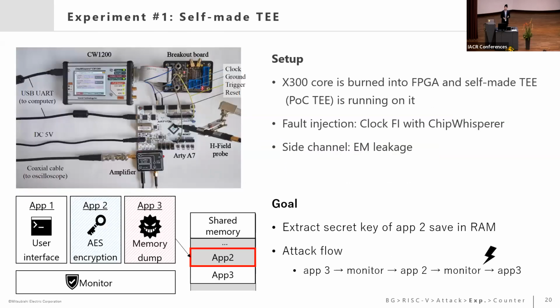Let's see the first result. Our POC-TEE runs on the software processor on the FPGA board. We adopted clock fault injection with ChipWhisperer and EM leakage as the sidechannel information. Our POC-TEE has 3 applications, and the attacker tried to dump a secret key in app 2. As I mentioned earlier, the attacker calls the victim application. Then, when returning to the attacker's application, they inject faults.